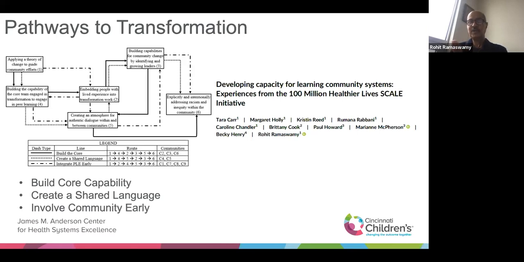The first pathway is building core capability, where there was a subset of communities that focused on capability first. I need to know how to change. I need to get my improvement science skills. I need to get my implementation science skills so that I have the tools to change.